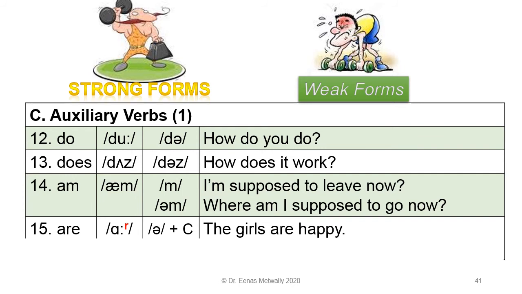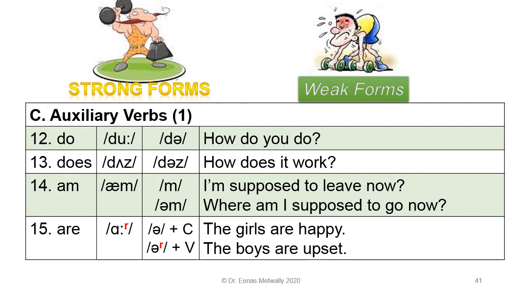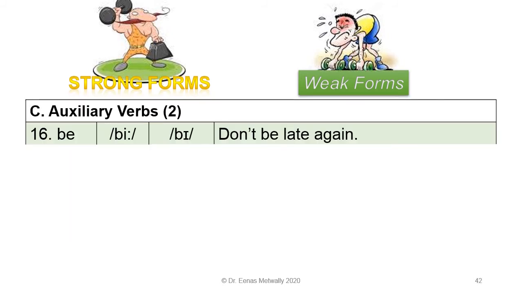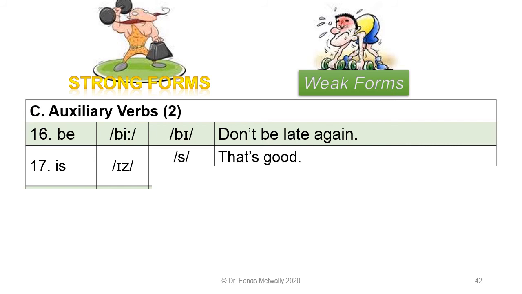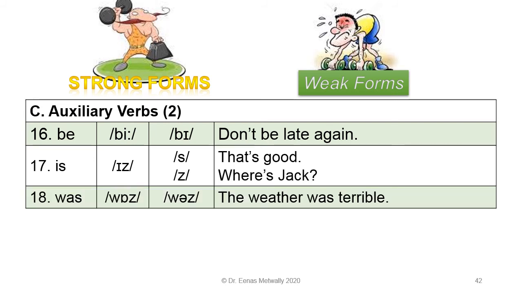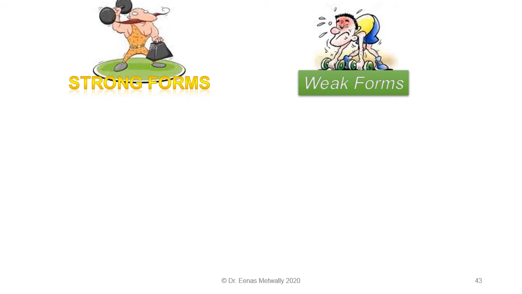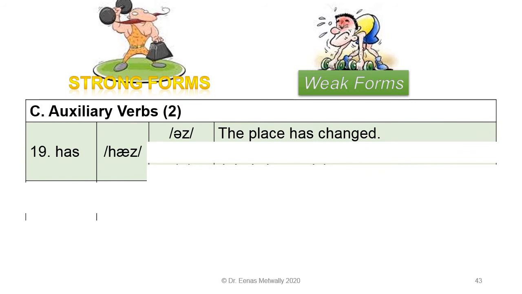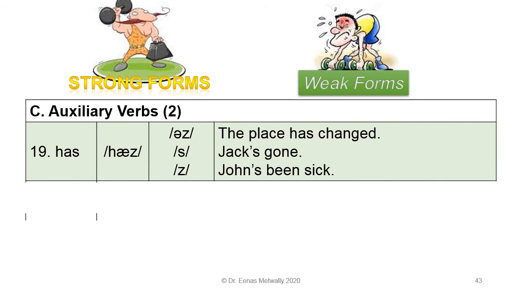Are becomes a if it's followed by a consonant sound, the girls are happy, or if it's followed by a vowel sound, the boys are upset. Be becomes be, don't be late. Is becomes s, that's good, or z, where's Jack? Was becomes was, the weather was terrible. Has becomes us, the place is changed, or s, Jack's gone, or z, John's been sick.